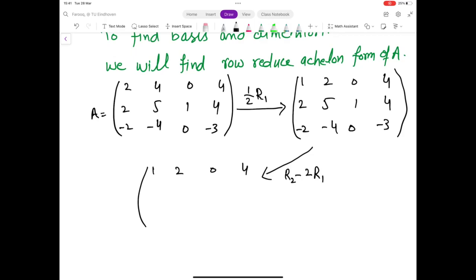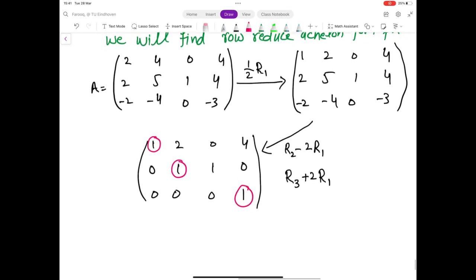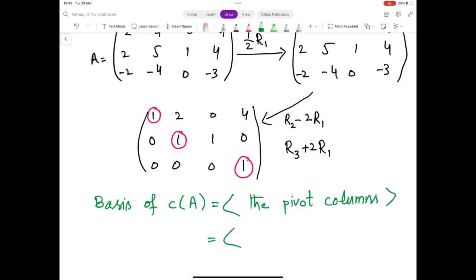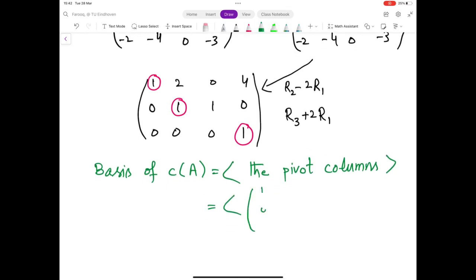R2 minus 2 times R1. R3 plus 2 times R1. And get the following matrix with these pivot points. Then the basis of the column space consists of the pivot columns, which are 1 0 0, 2 1 0 and 4 0 1.